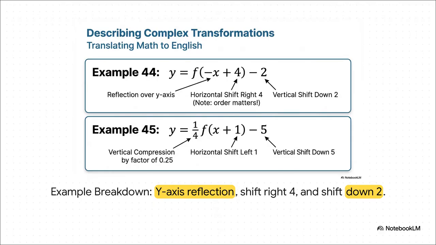Let's break down a really tricky one. Y equals f of negative x plus 4, all minus 2. Now this is where that order of operations is absolutely critical. Inside the parentheses, we've got both a reflection and a shift. To really see what's going on, you have to factor out that negative. So, negative x plus 4 actually becomes negative times x minus 4. Now we can see it clearly. It's a horizontal reflection over the y-axis, and then a horizontal shift right 4 units. And finally, that minus 2 on the outside is just our simple vertical shift down 2.